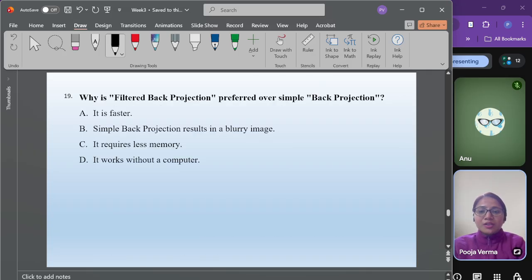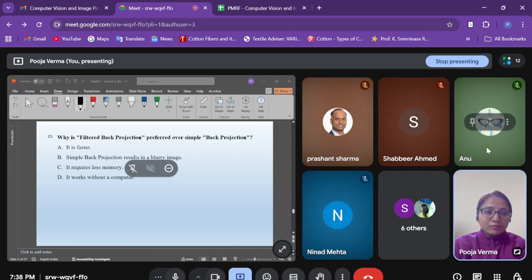Now moving to our next question. Why is filtered back projection preferred over simple back projection? Option A, it is faster. Option B, simple back projection results in a blurry image. Option C, it requires less memory. Option D, it works without a computer. Which option is the correct one? Why is filtered back projection preferred over simple back projection? Any guesses?